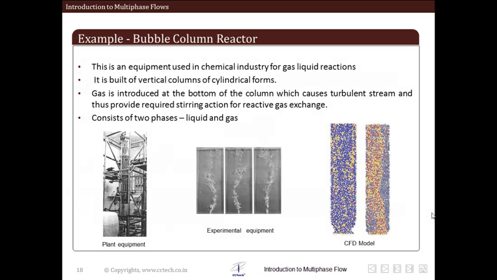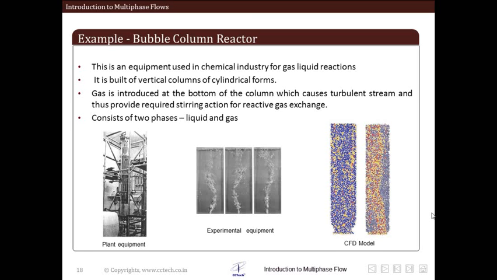So now we will see some examples of multiphase flow, some of the industrial examples that are relevant. The first is the bubble column reactor. This is basically a reactor used for carrying out chemical reactions in industry, mainly gas liquid reactions. It is built of vertical columns of cylindrical form. So basically these are vertical cylinders, and the gas is introduced in the form of bubbles from the bottom. This causes turbulence due to the motion of the gas stream, and it provides a kind of stirring action, or a rigorous turbulent mixing action for reactive gas exchange.